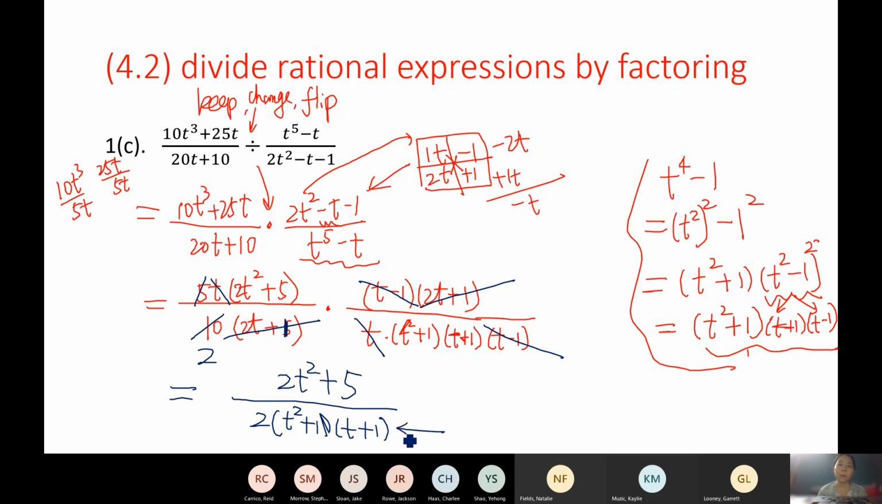Some students, actually a lot of students, multiply this out. It's fine if you do that, just don't make any mistakes when you multiply them out, but you can leave them as they are. So you don't actually have to multiply them out. All right, so the important steps are factoring and crossing out common factors.